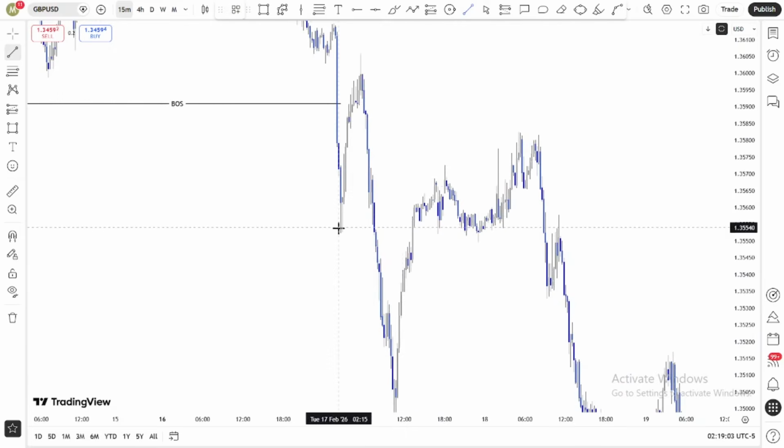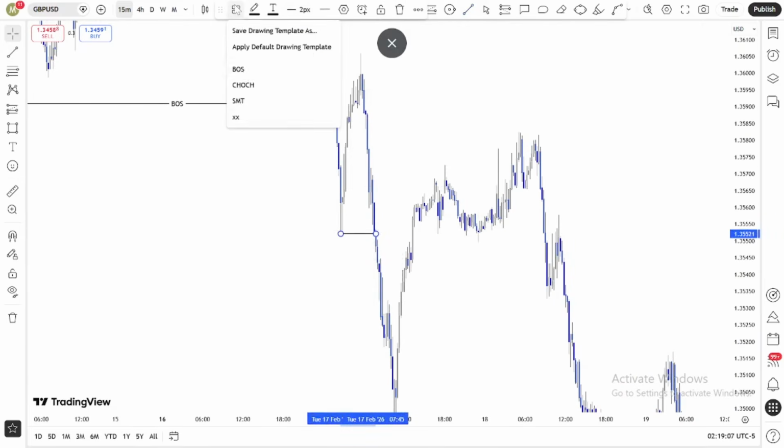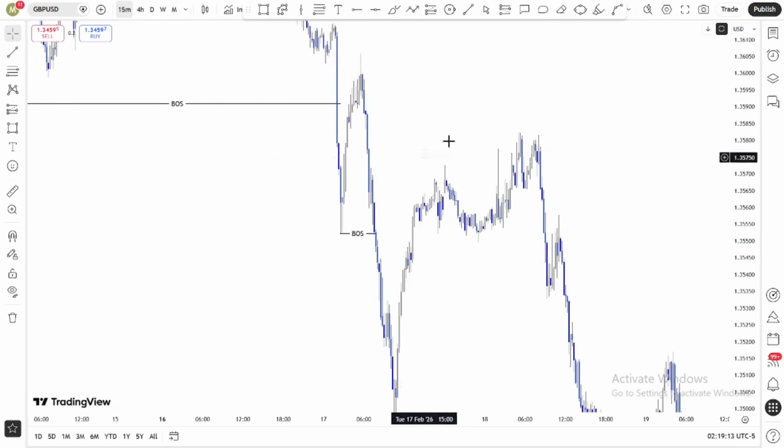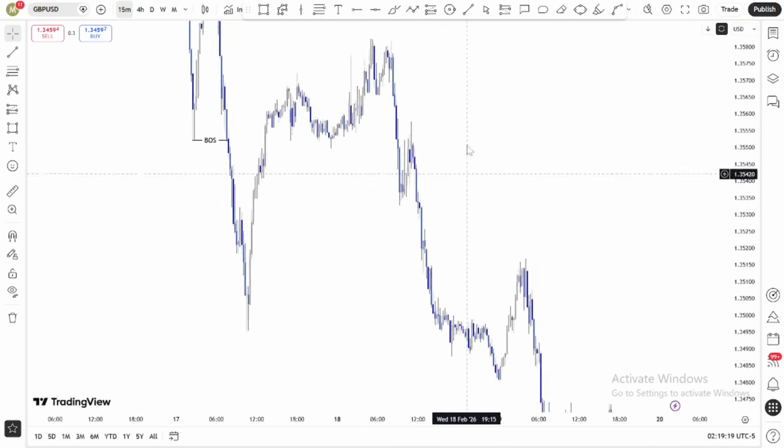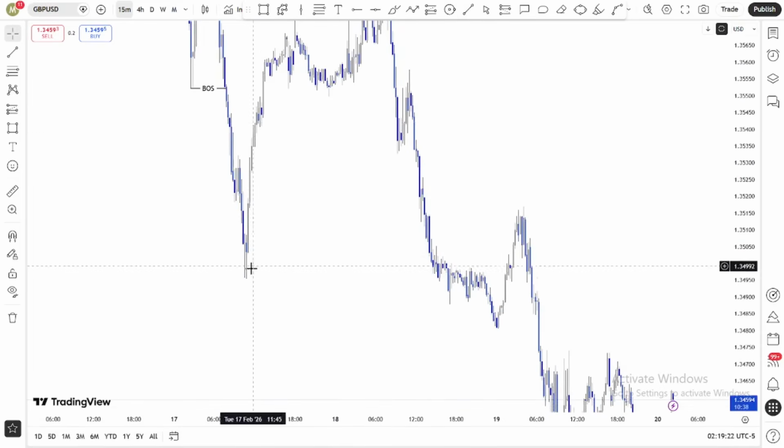So we have this break here to the downside. You can see we have this break of structure to the downside. Price did not get to this level, but price respected this fair value gap and dumped. Do you understand? We have this level here.